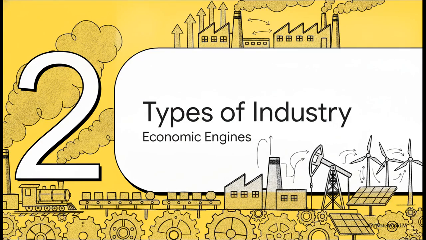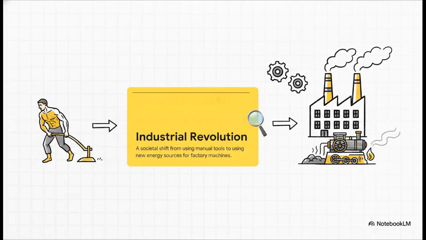Moving right along to Section 2: types of industry and their economic engines. Before we look at the specific types of industry, we have to define what actually causes a massive leap forward. An industrial revolution at its very core happens when a society fundamentally shifts from using manual tools to using entirely new sources of energy. Think about the transition from relying on human or animal muscle power to suddenly utilizing coal to power massive machines in centralized factories.